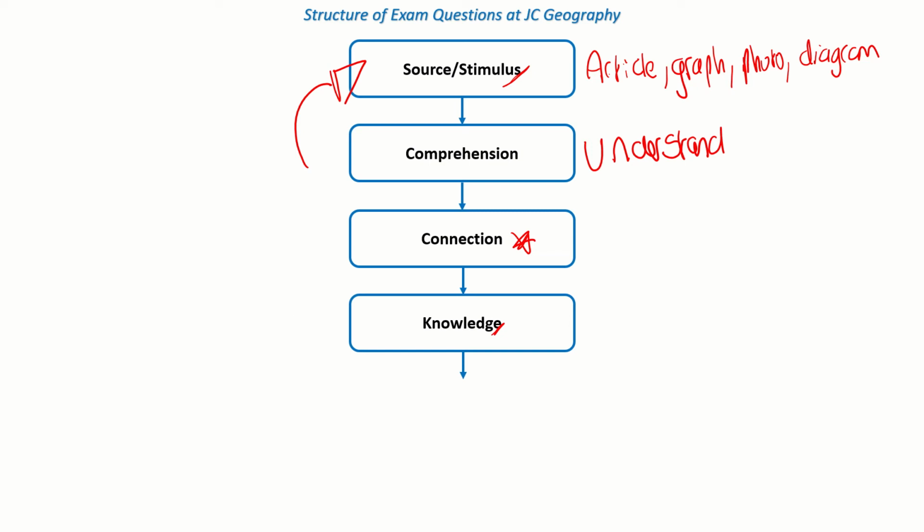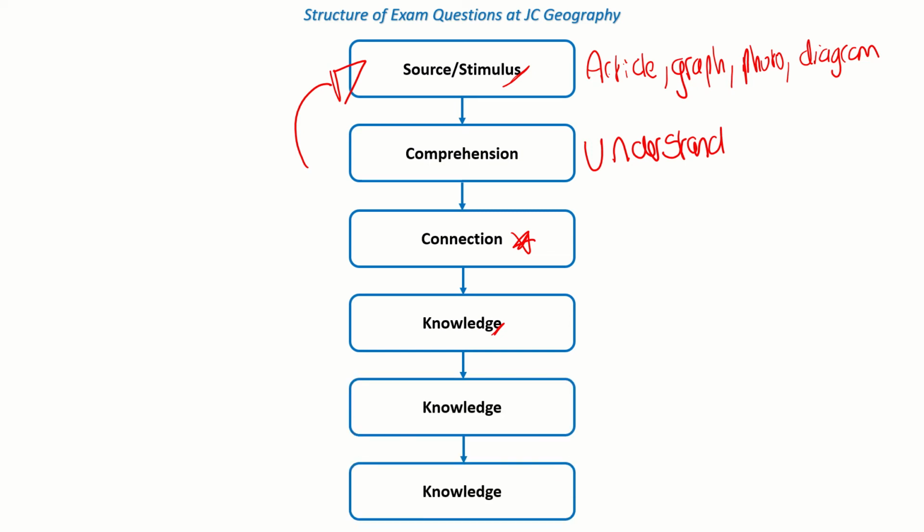Just to show you the rest of the structure, depending on the question, there could be 1 knowledge-based question, there could be 3, there could be 6. There's no set amount of knowledge-based questions per question. For an example here, I'm going to say that there's 3 knowledge-based questions, which I'm going to call 1, 2, and 3. The first knowledge-based question that you're asked usually is directly related to the source or stimulus that you've been provided.